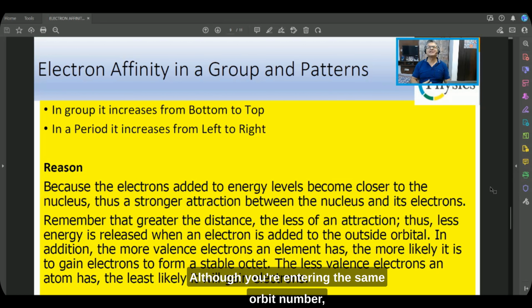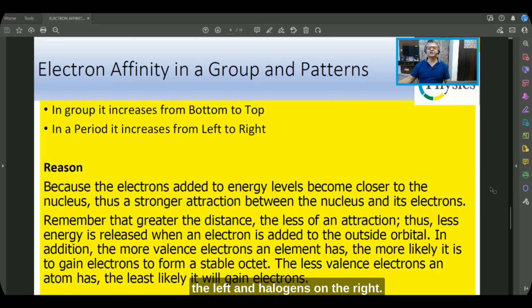Although you're entering the same orbit number, the electron is getting added because the effective positive charge is high, and as soon as you add the electron, it shows up in the form of increased electron affinity. That means the attraction to add the electron increases from left to right. And you already have examples of metals on the left and halogens on the right. I hope this helped you.